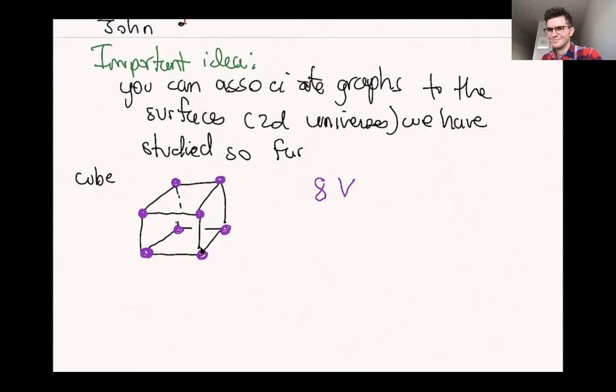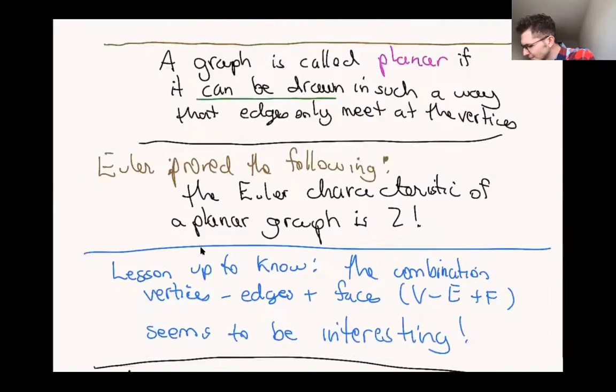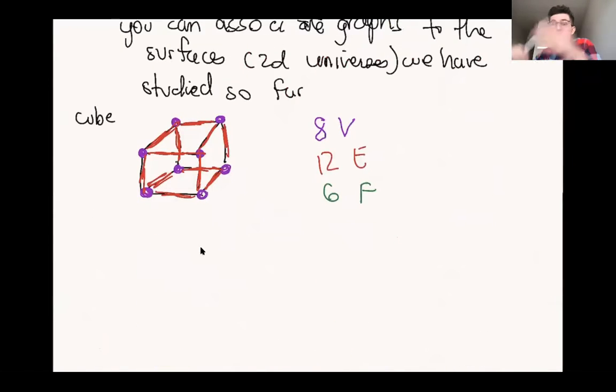Is that making sense? How many edges does the cube have? Good. How many faces does the cube have? 6. 6 faces. Am I using the same colors? Yes, I am. If you just go with this combination because you believe now that this is a useful combination, what does the Euler characteristic give you in this case?